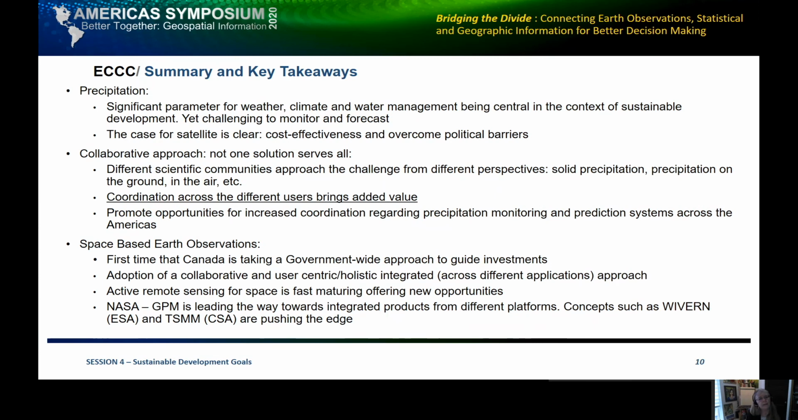questions. The moment is a good moment because for the first time, Canada is taking a government-wide approach to guide investments in the context of space-based Earth observation. And at the core of that strategy is the adoption of a collaborative, user-centric, holistic, integrated approach. So active remote sensing from space is fast maturing, opening new opportunities. We could work on the model that NASA GPM is doing, but we could also expand this to have a larger integration of ground-based products working system-wide.